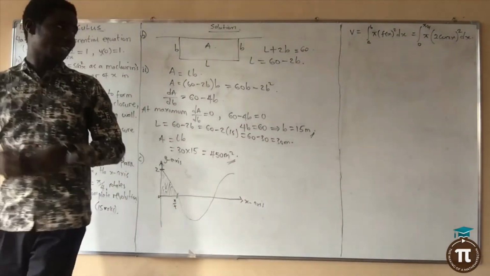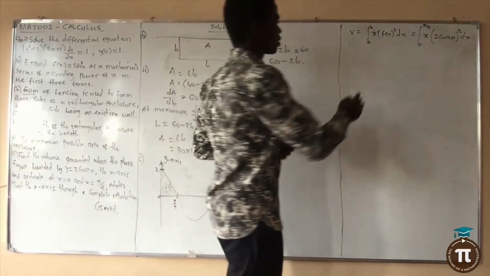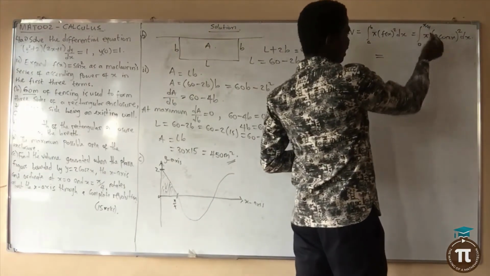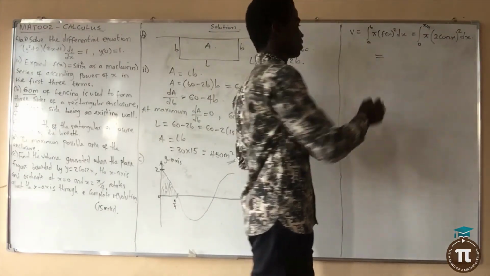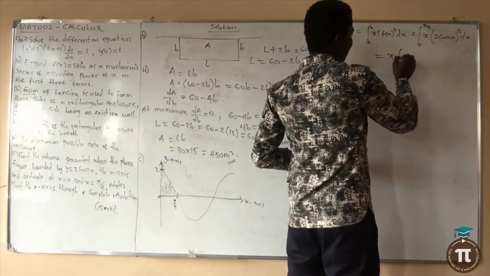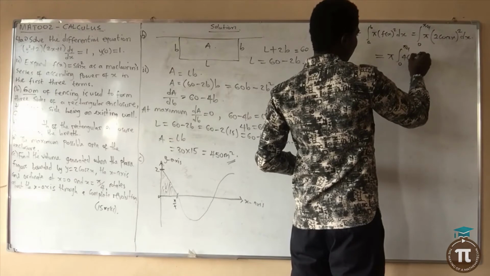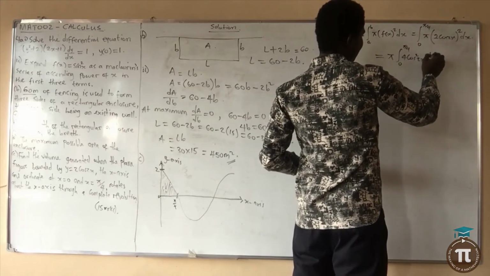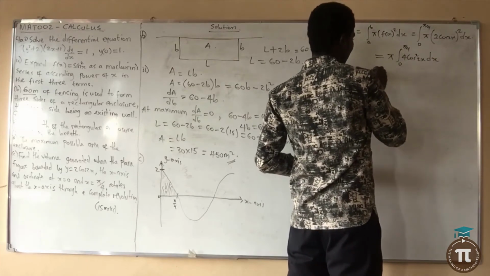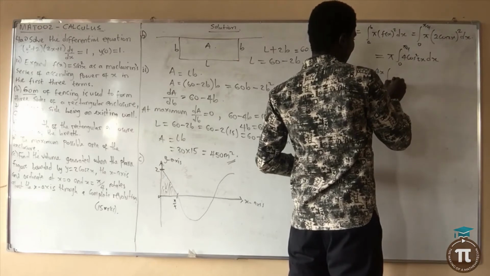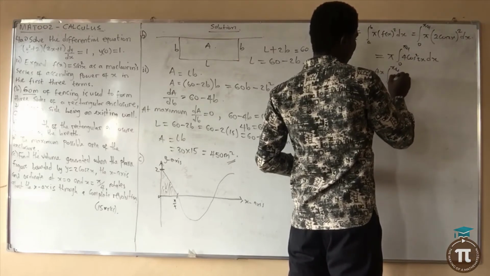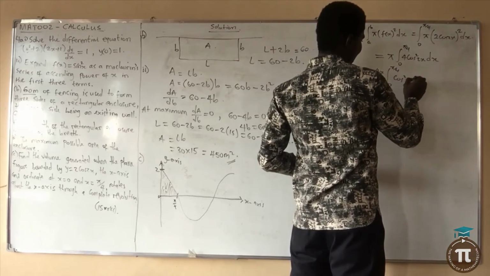So what do we do from there? This is equal to pi, which is a constant, so it can come outside the integral. So I have pi integral from 0 to pi over 4 of 4 cos squared 2x dx. The 4 can also come out to become 4 pi integral from 0 to pi over 4 of cos squared 2x dx.